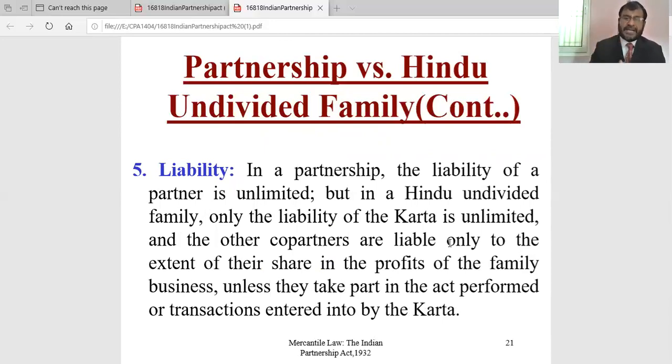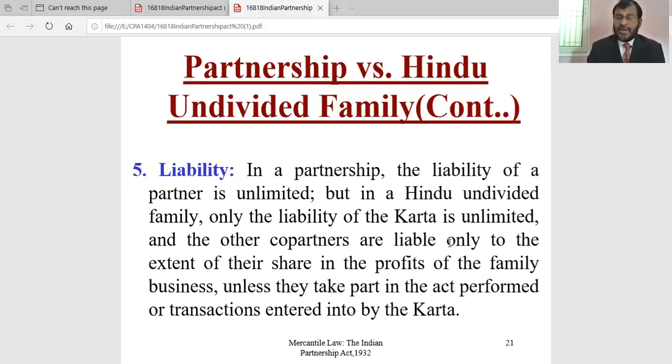Fifth parameter we are comparing between partnership and HUF is the liability. In a partnership, the liability of a partner is unlimited. But in a Hindu undivided family, only the liability of the karta is unlimited, and the other coparceners are liable only to the extent of their share in the profits of the family business, unless they take part in the act performed or transaction entered into by the karta.